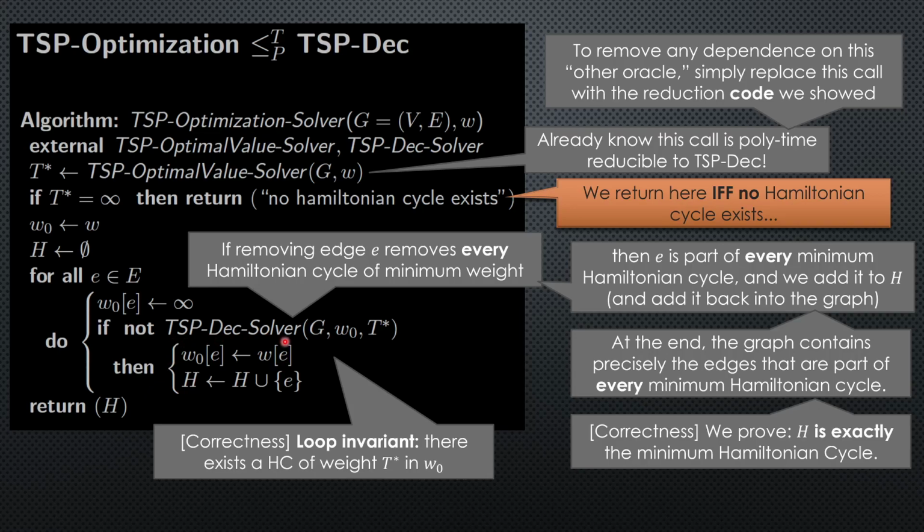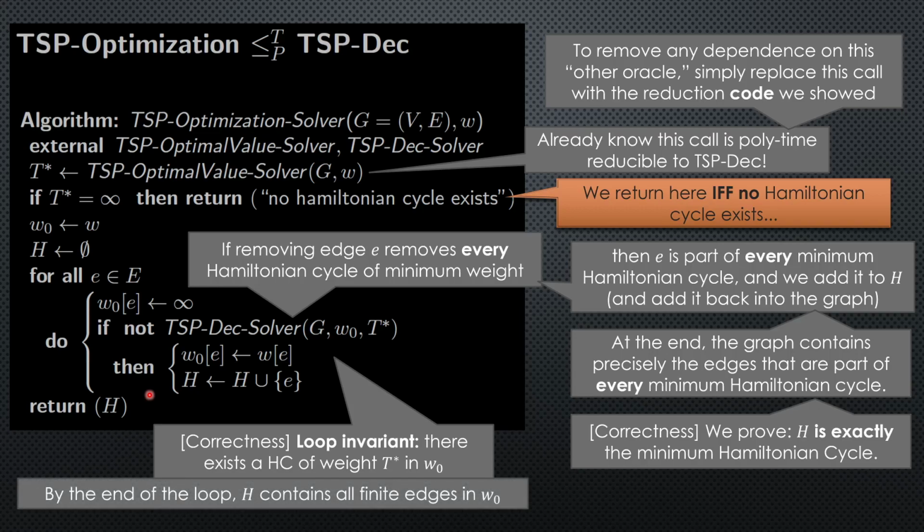And if we call TSP decision solver and it returns true, so that we keep this edge weight at infinity, the fact that TSP decision solver returns true tells us there's still a Hamiltonian cycle of optimal weight T star in the graph induced by W0 at the end of our loop iteration. Okay, so that's a proof of the loop invariant. Now what can we do with this loop invariant?